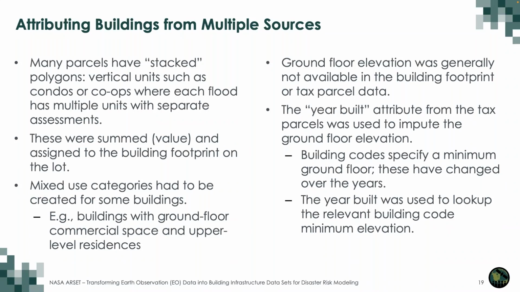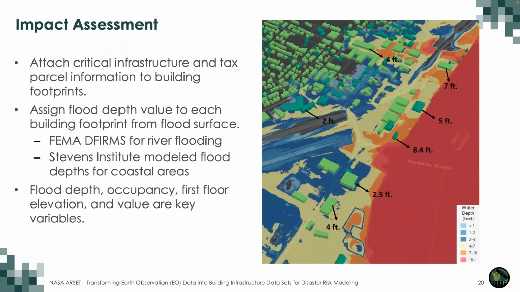So this gives us a good approximation of what the minimum first floor elevation is for all the buildings in the data set. And that we think gives a much more accurate and precise look at flood impacts than a traditional approach in HAZUS, which is to approximate it at the census block or census block group level, where you just have one ground floor elevation height for everything within the same census block or census block group, which is much more generalized.